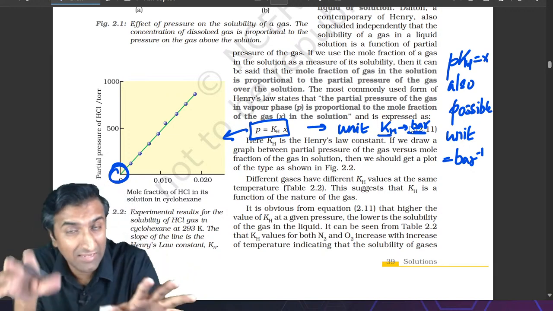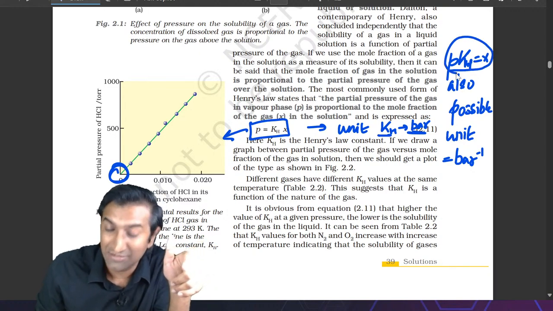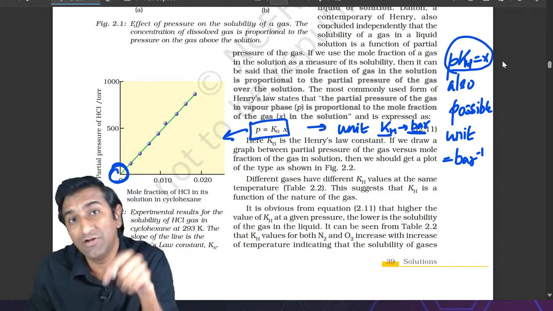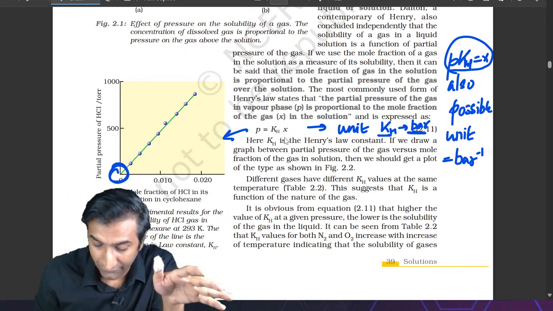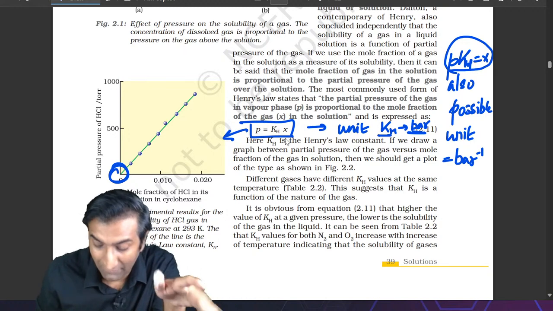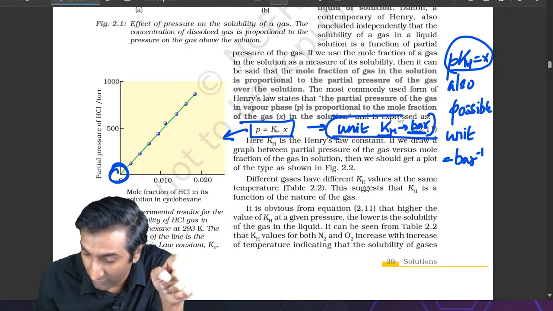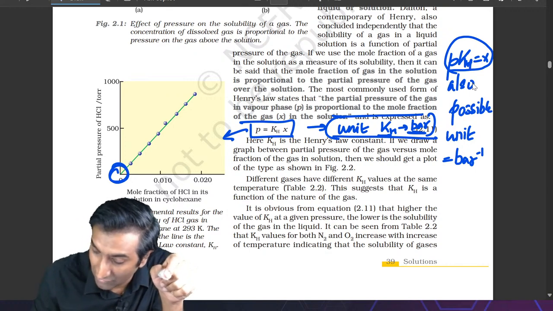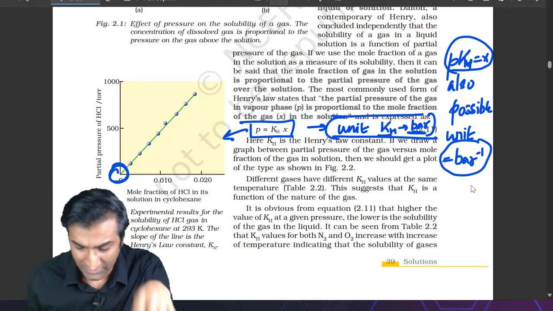Now, sometimes in JEE I have seen that another expression is also given, which is P into KH equal to X. Listen carefully here. This is important. The usual way of doing Henry's law is saying P equal to KH times X, in which case the unit of KH is going to be bar. But there's another form of the equation that I've seen where it's P into KH equal to X, and in that the unit of KH will be bar inverse. So look carefully before you solve the question.